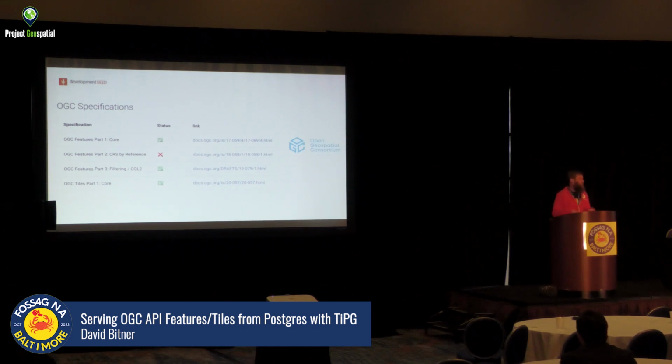TiPG supports all of OGC features, part one, the core features. We do not support CRS by reference, so everything that you're getting out of TiPG is in geographic coordinates, 4326. We do have full filtering using CQL2, the Common Query Language specification, which is very SQL-like, and the OGC tiles specification, which allows us to have XYZ vector tiles.